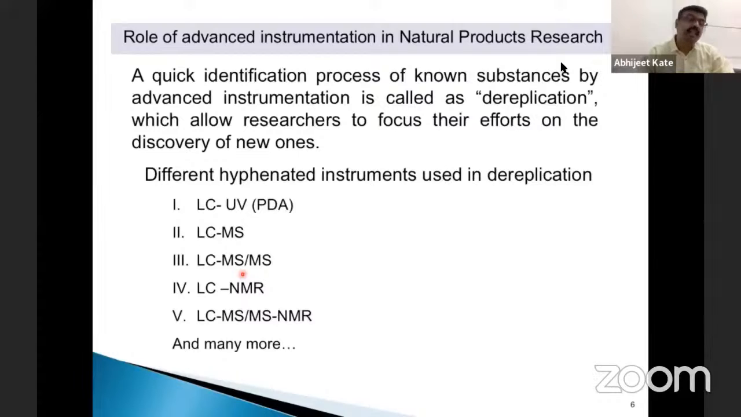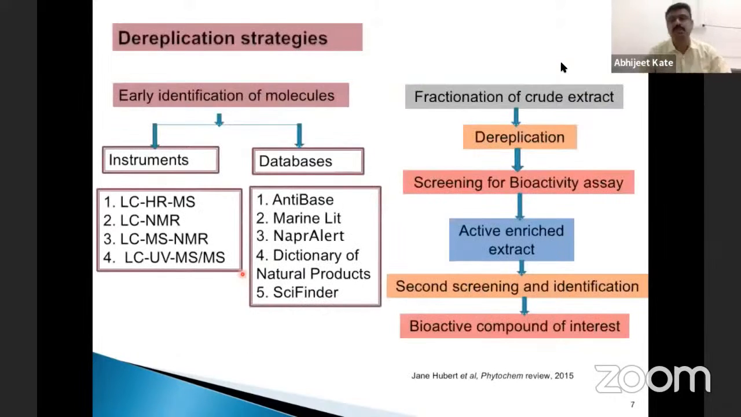Then later on, when LCMS came into the picture, they started using mass data, mostly the accurate mass. Then the process got really good strength, as worldwide common databases can be used, and we will see that in the next slide. There are a few other methods, like LCMS, LCNMR, and many more. GCMS is also one of the techniques being used for identification of volatile compounds.